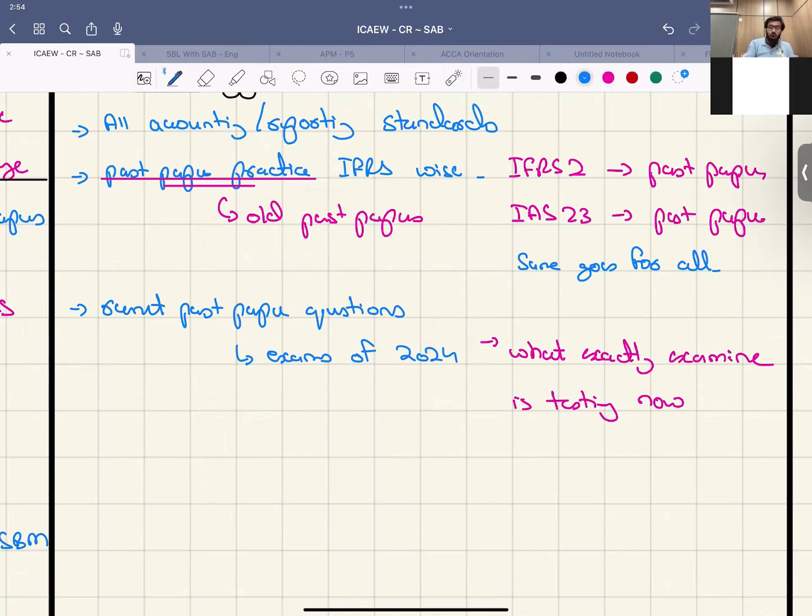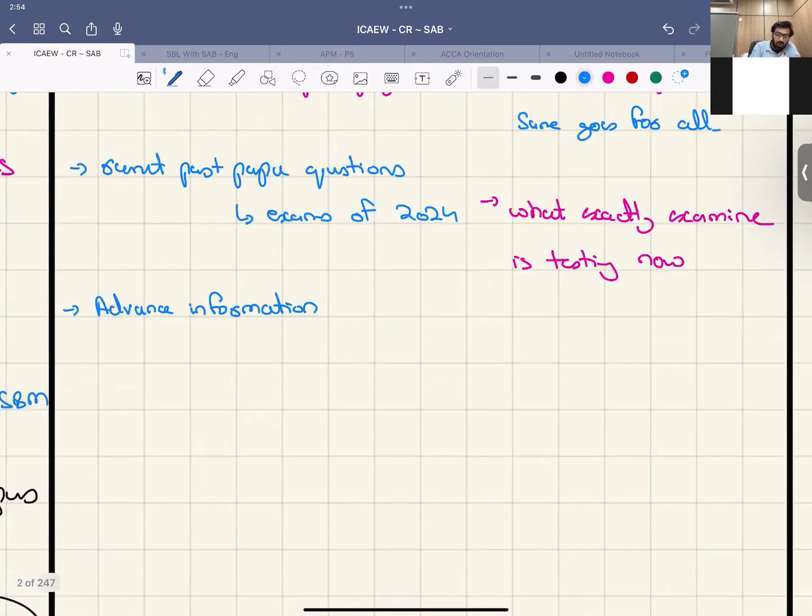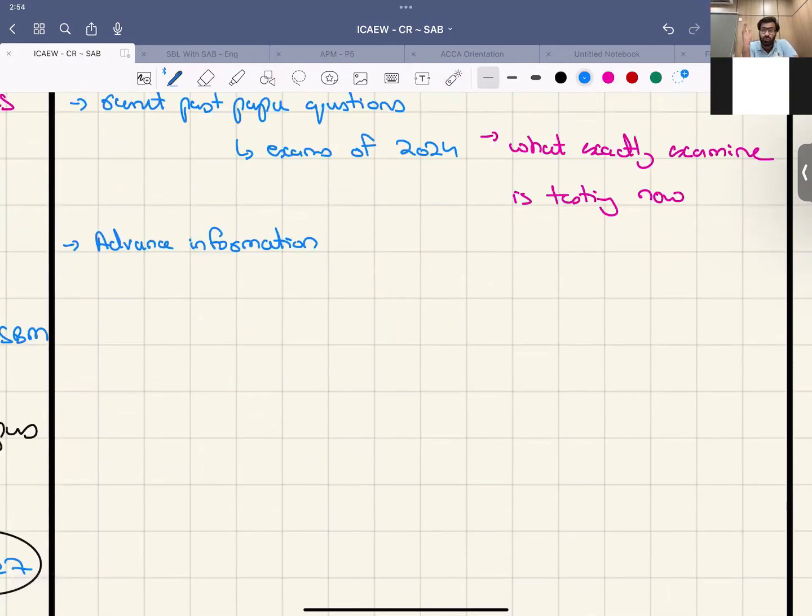And once we have done these three things, accounting and reporting standards, past paper practice, and recent past papers, then we are going to go into the area of advanced information. So what is advanced information? Advanced information is basically a concept that ICAEW has introduced in the advanced case study exam. Now they have introduced it in corporate reporting as well, from two years ago.